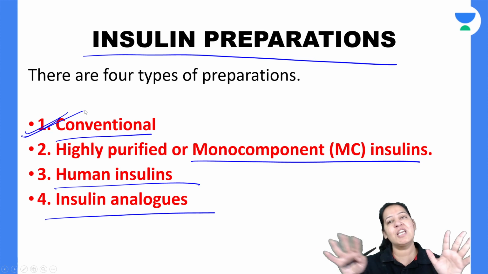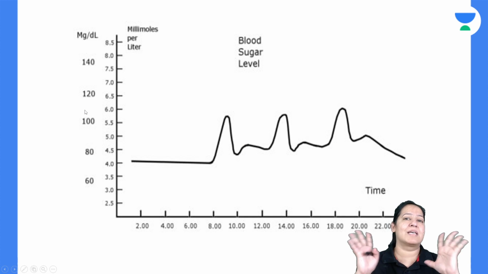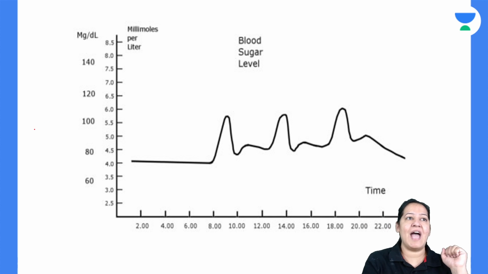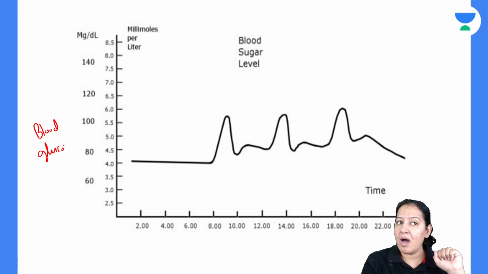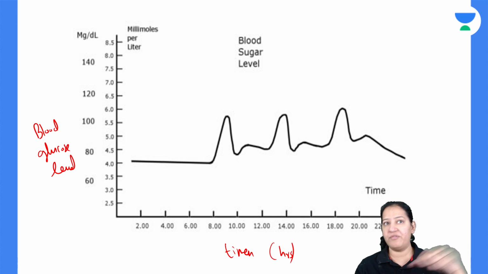Before teaching you the various preparations of insulin, it is very necessary for you to understand this graph. In this graph, on the y-axis, I have taken the blood plasma glucose level of a normal human being. On the x-axis, we have taken the time, the 24 hours of a day.